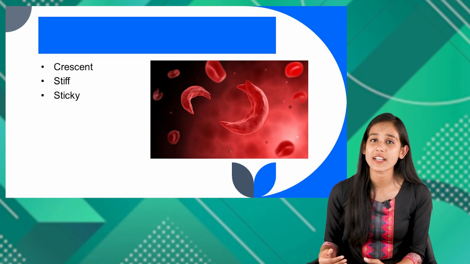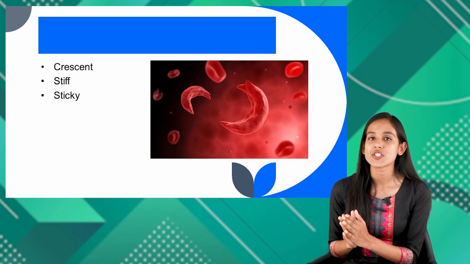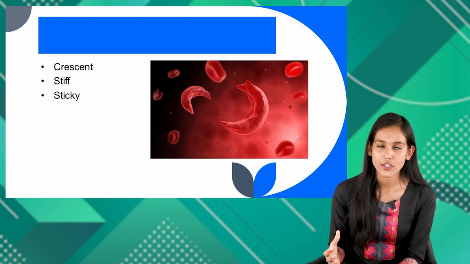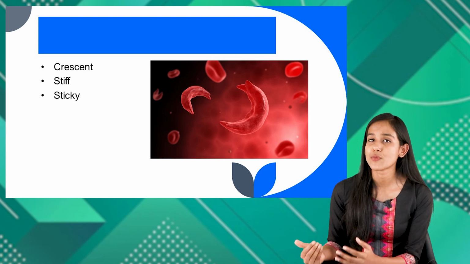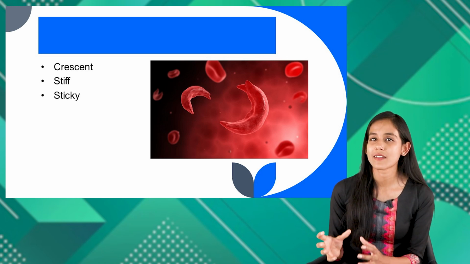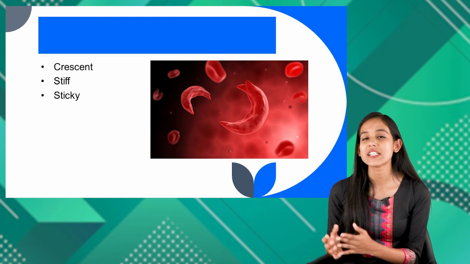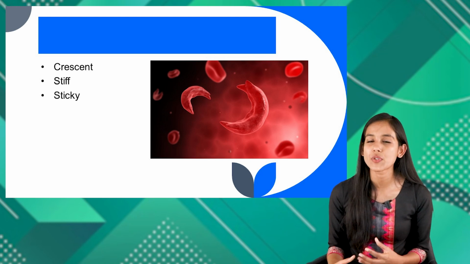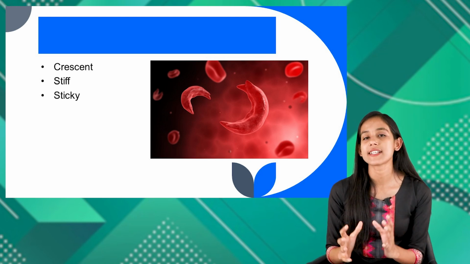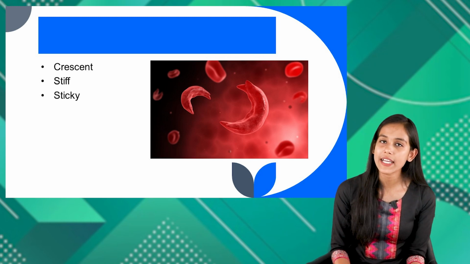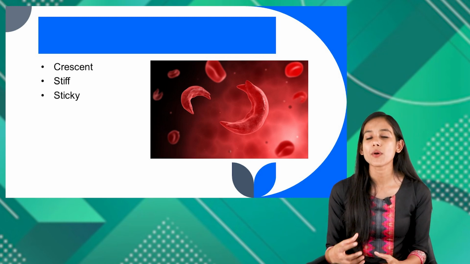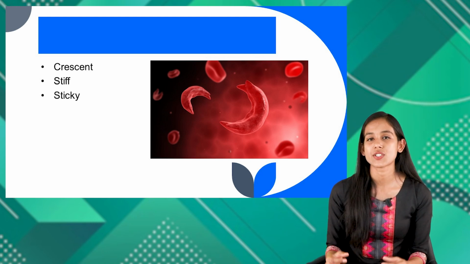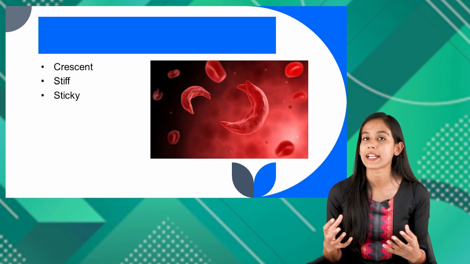Because of that, it changes its shape. The shape would be a crescent shape, or sickle shape, or we can also call it a half moon shape. Also, unlike the normal RBCs, these RBCs would be sticky and stiff. They won't be smooth and they won't be flexible. So in sickle cell anemia patients, there would be healthy RBCs also, but along with that, there would be these sickle shaped or crescent shaped RBCs which will not carry oxygen.